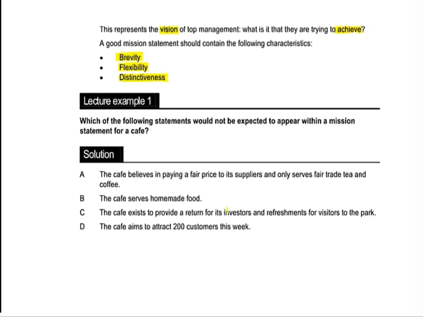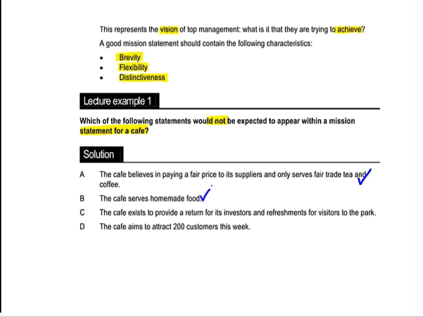In section A then of the exam, how are mission statements going to be tested? Well, lecture example 1 is a good indication. We've got then 4 statements, and we want which one would not be expected to appear within the mission statement of a cafe. So the first one, A then, the cafe believes in paying a fair price to its suppliers and serves only fair trade tea and coffee. Well, that could appear in the mission statement because that is perhaps what's making them distinct, their relationship with their suppliers. Again, their homemade food, also perhaps making them distinct from other cafes.